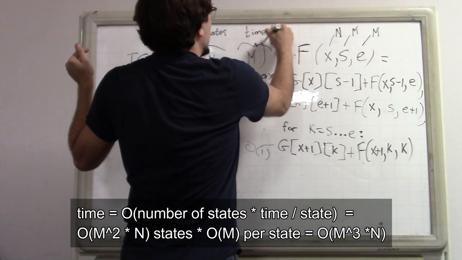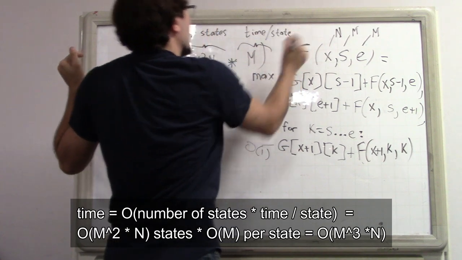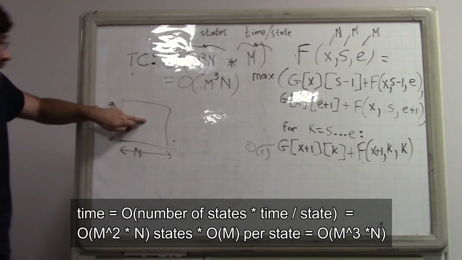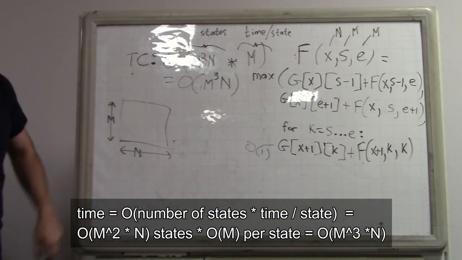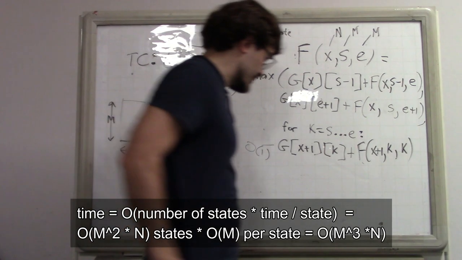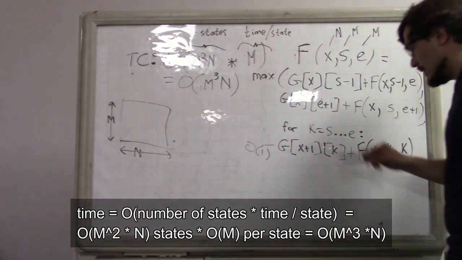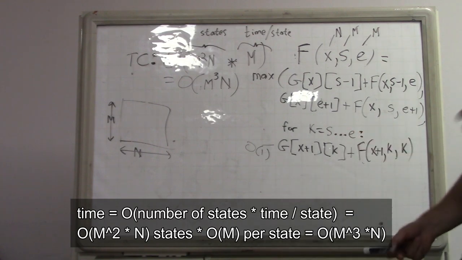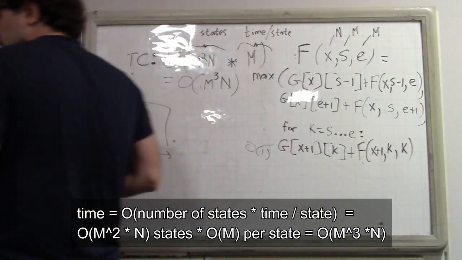And this is time per state, because every different state still needs to evaluate a for loop of possibilities. All right, now we can still look for ways to optimize this. Often when you have loops, you look for commonalities between loops evaluated by different subcases.